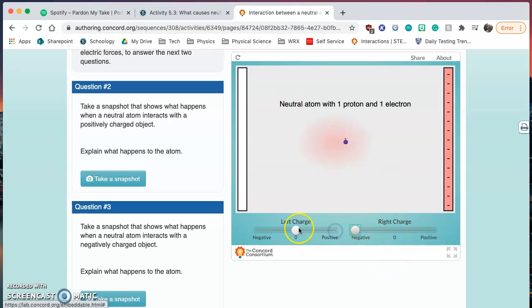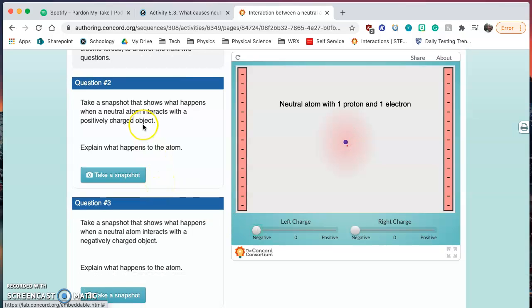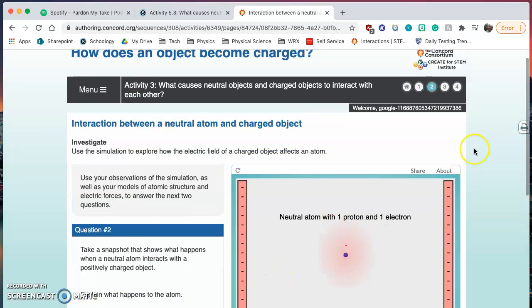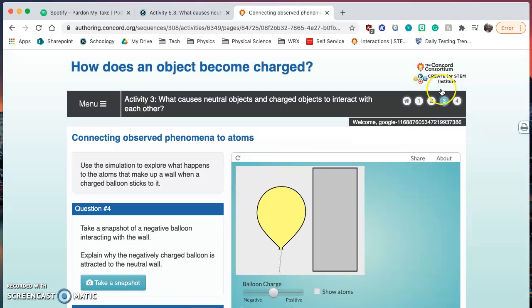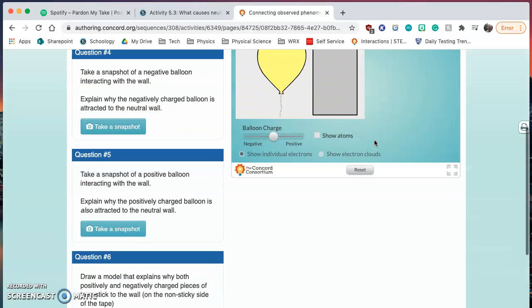Okay, and if I combine 2 different types of charges or 2 of the same charges, we can see that we're going to have different reactions, different interactions. Okay, so again, 2 situations here. It's asking you to set up 2 different ways. Take a screenshot of each of them. Moving on to our second simulation.